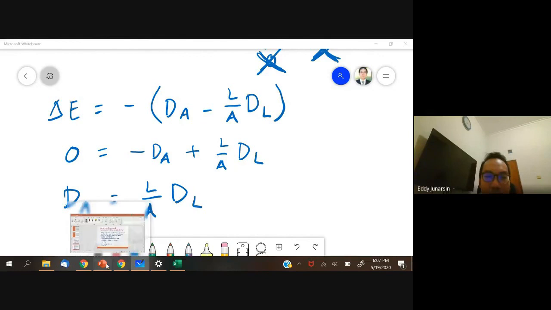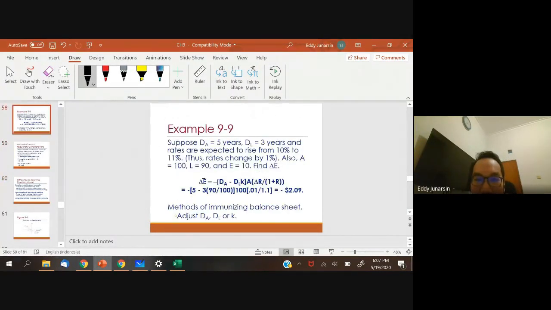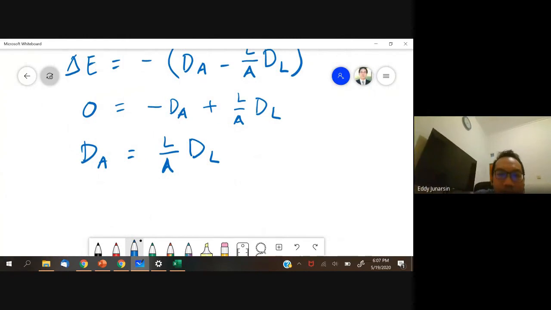So you could play around with the numbers. To make sure that delta equity is 0, you could change the situation so that the duration of assets matches the duration of liabilities that has been adjusted by its debt ratio.